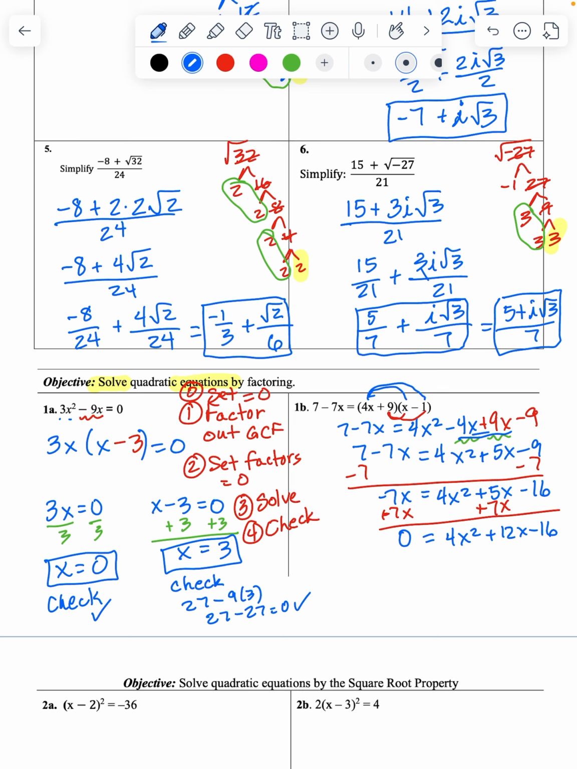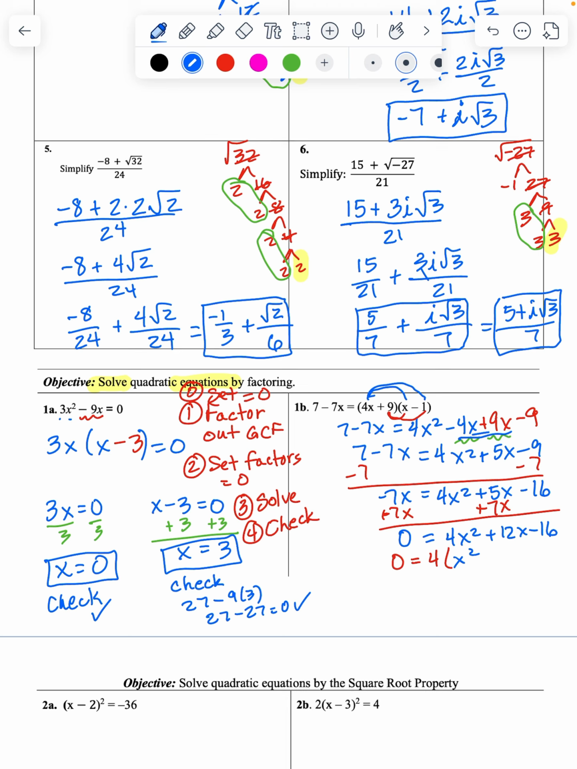Like I said, some will be already set equal to 0 for you, like 1a. Others you're going to have to do that part yourself. Once it's set equal to 0, we factor out the GCF if there is any. This equation, 4x squared plus 12x minus 16, everything has a 4 that I can factor out.